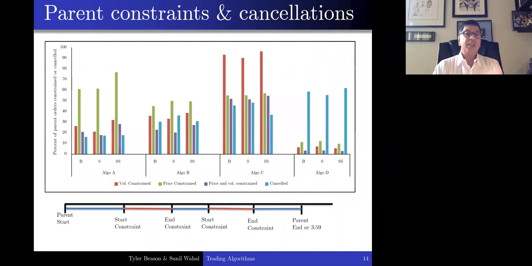So what you'll see here is the presence of constraints are relatively similar across buys, sells and short sales, but the variation across algos is fairly substantial in terms of the constraints. So algo A, for example, tends to use price constraints a lot, whereas algo B does not. That's going to get reflected in the child orders themselves. And I don't think I need to say this, but everything is endogenous to the purposes of the algo itself.